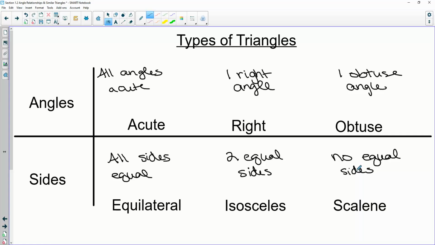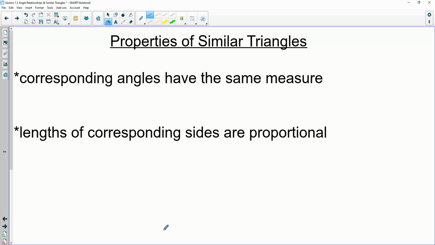Alright, so if I ask you to classify a triangle, you're just looking at the angles and sides. Do we need examples of classifying it, or do you feel like you could look at a picture and use one of those terms if you had to? Okay, as long as you know what your terms mean. The second piece with triangles is similar triangles. In similar triangles, all the corresponding angles have the same measurement, but their sides are proportional. So equal angles, proportional sides.